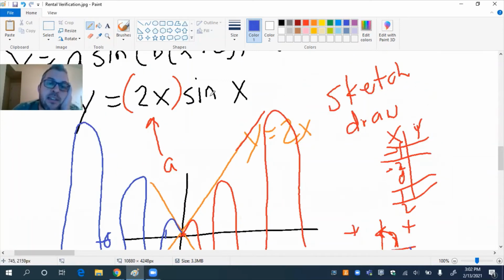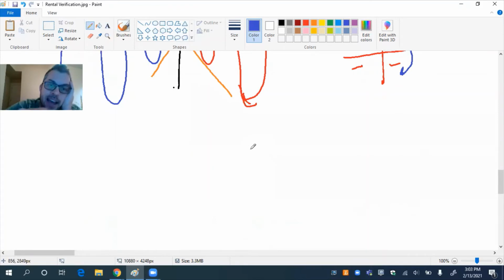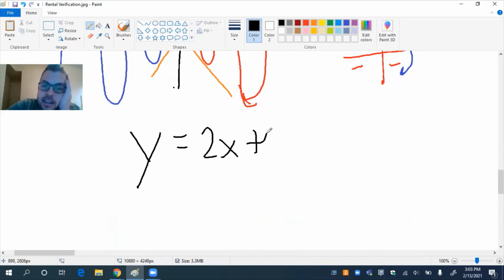So 2x times sine of x would look like this. What happens instead of multiplying? What if I add? So if I have something like this, I have y equals 2x plus sine of x.